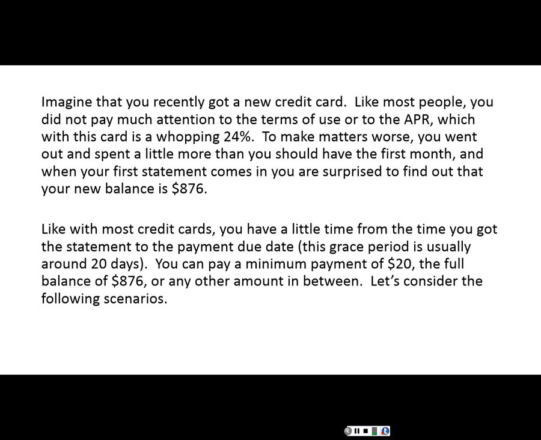Well, you have a little time to decide what to do. Usually you have a grace period of about 20 days. So on the statement it says you can pay a minimum payment of $20. Of course, you can always pay the full balance, or you can pay any other amount in between. So we're going to do each of these things.